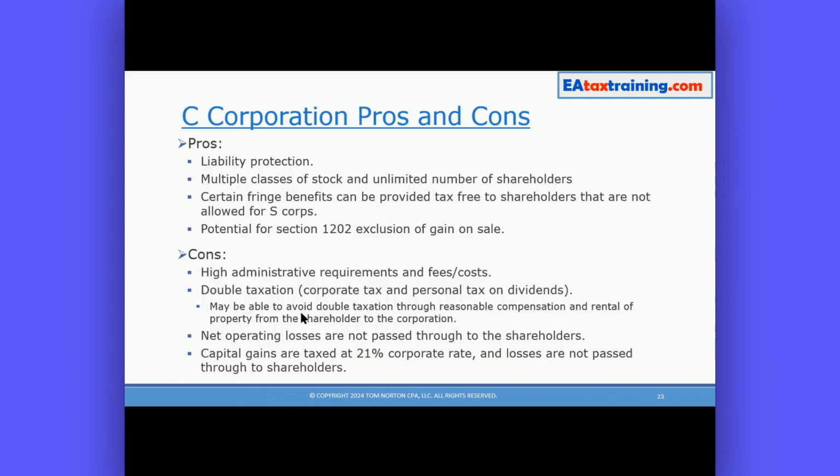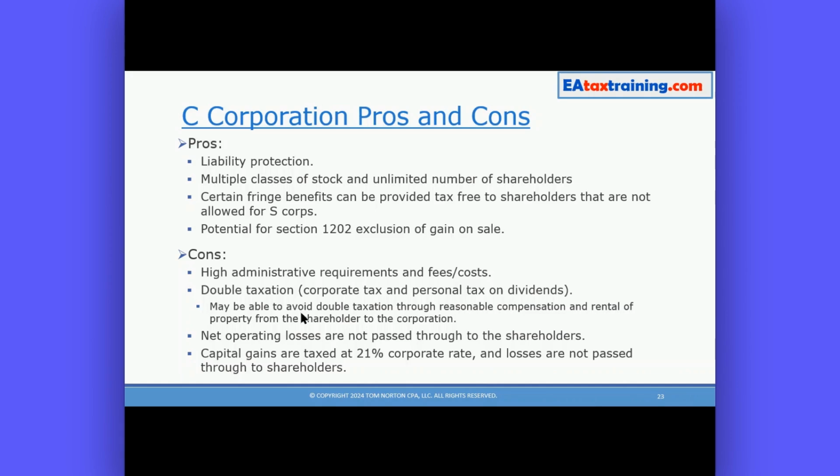You can do it by giving yourself a pretty good size salary. It has to be a reasonable salary, but you can give yourself a fairly large salary rather than taking the profits as dividends. Or you can have the corporation rent property from the owner, from the shareholders. So that's another way to get some of the profits out of the corporation to the shareholder.